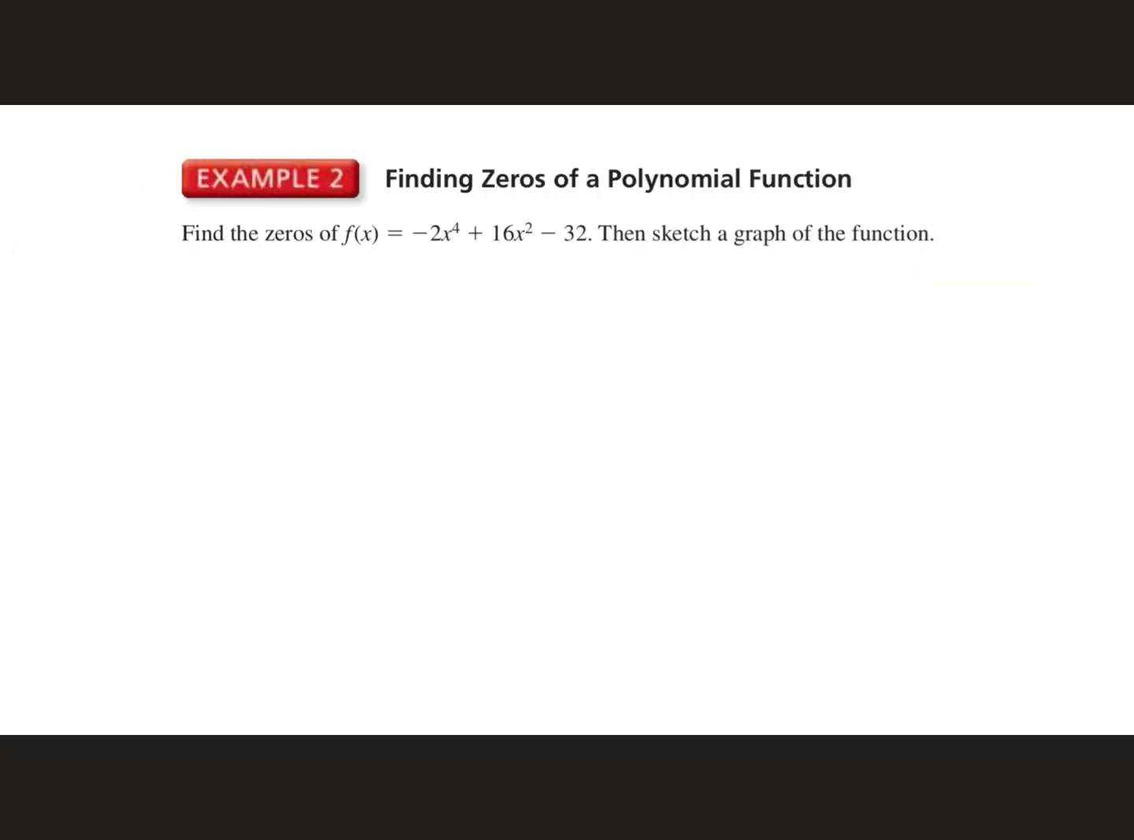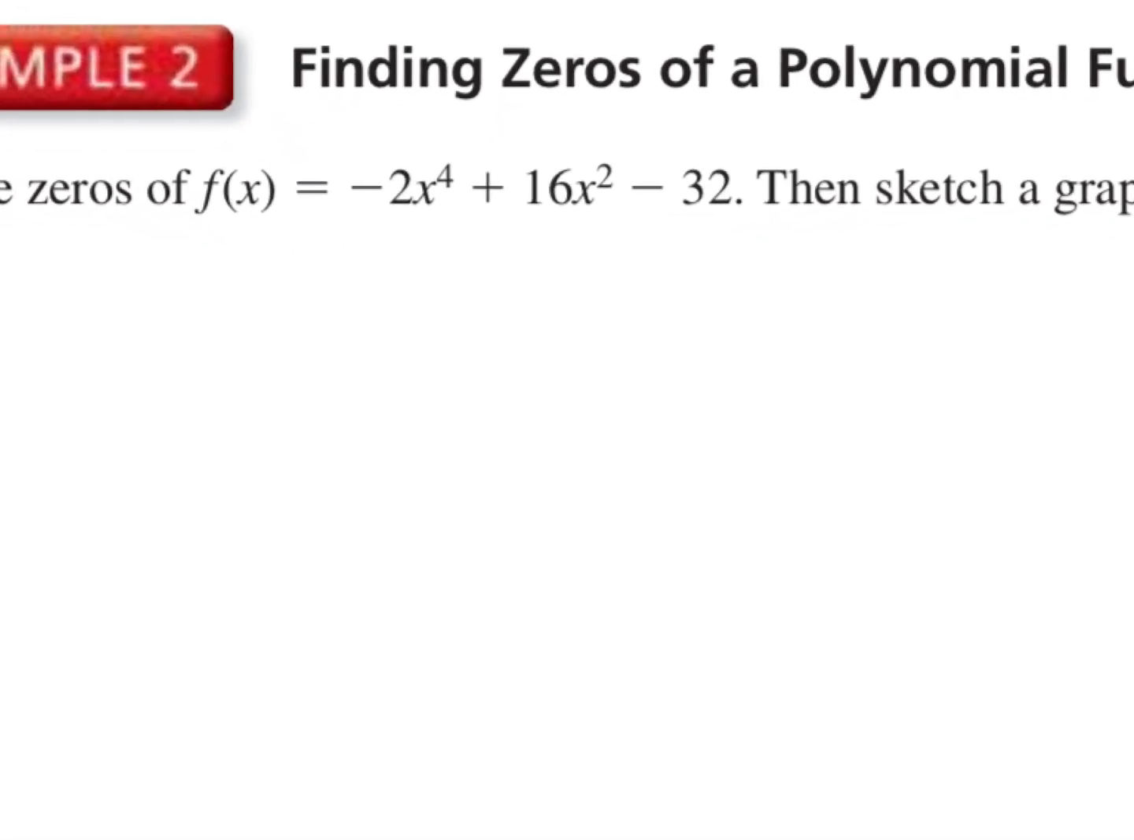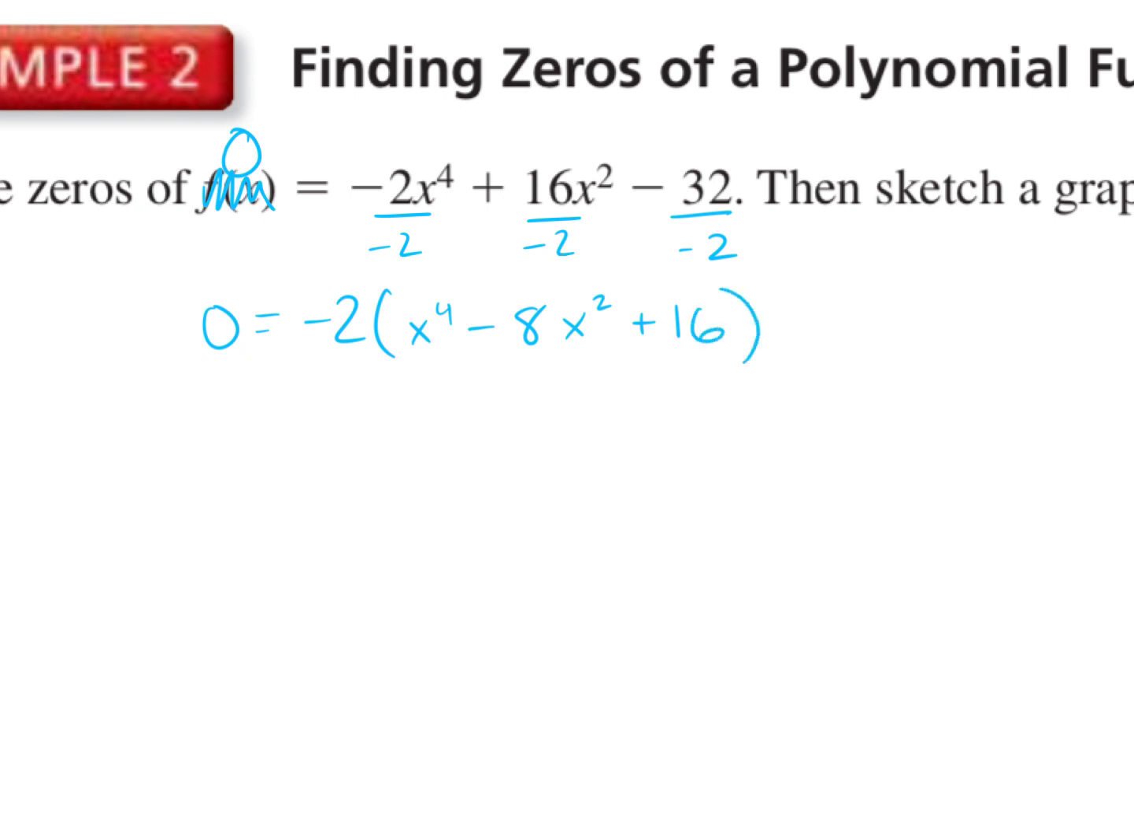All right, example 2, we have to find the zeros and then sketch the graph. So we're going to do both here. So finding the zeros, we just make it equal to 0. And we solve just like we did in the last one. What do you think I need to do first here? Take out the GCF. What's my GCF? Just 2? Let's take out a -2 because we like it when our leading coefficient is positive. So I'm going to take that -2 and put it on the outside. So now I'm left with x to the 4th power minus 8x squared plus 16. Now how can I factor this?